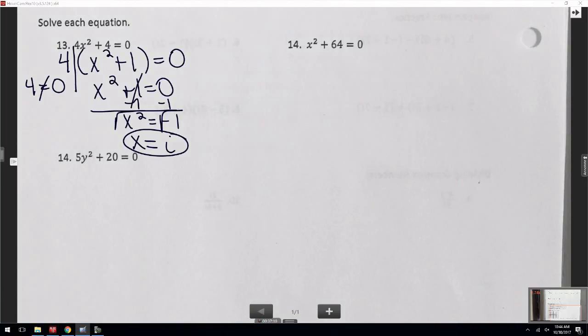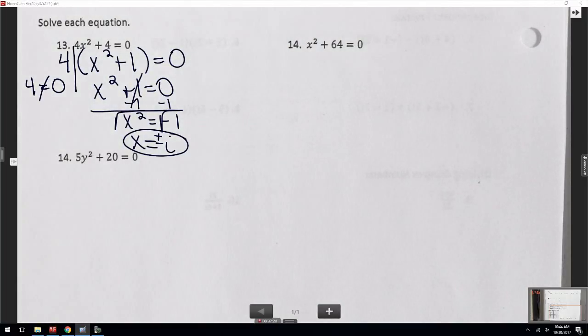Here's the deal. When you take the square root, it's not really just the positive one. Do you remember from Friday? What was the symbol that we wrote? Plus and minus. Very good. You got to have that, okay? You got to have the plus and the minus. All right, let's go to the next one. X squared plus 64.